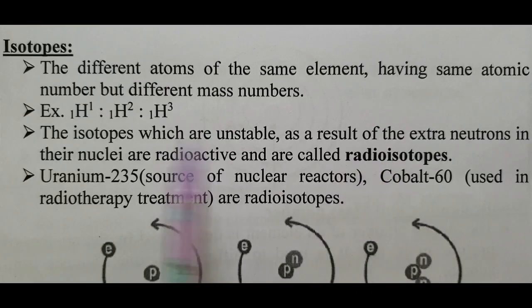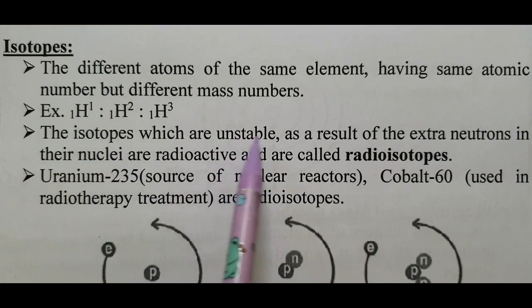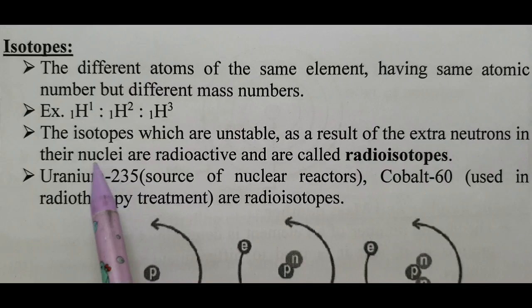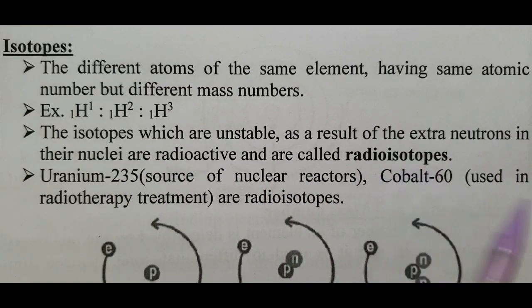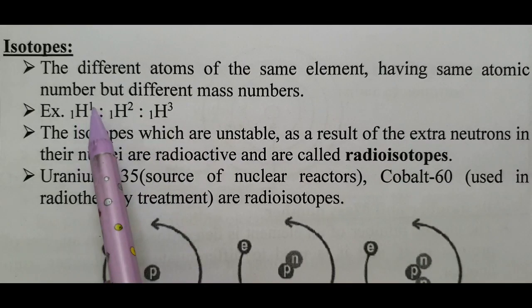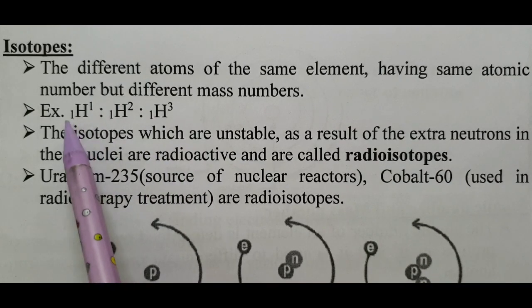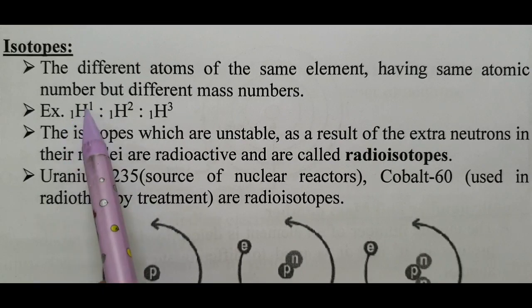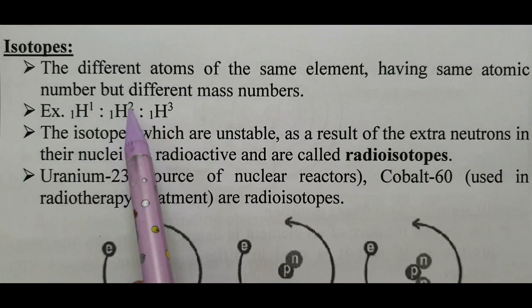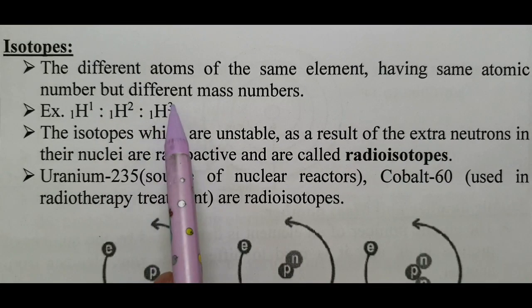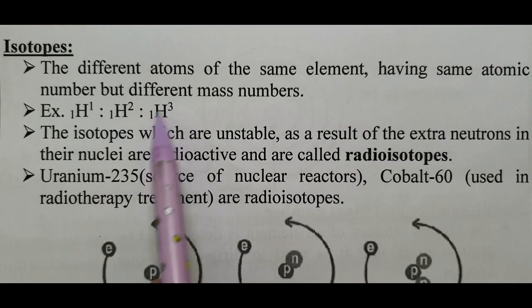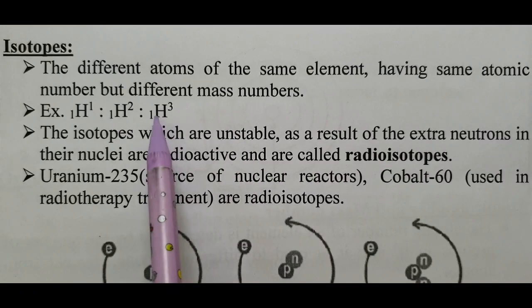So, what are radioactive isotopes? The isotopes which are unstable as a result of the extra neutrons in their nuclei are radioactive and are called radioactive isotopes. Here, when you subtract atomic number from mass number, there is no neutron in protium, there is only one neutron in deuterium. Here, one proton and 2 neutrons. If the number of neutrons increases, the isotope becomes highly unstable. The only radioactive isotope of hydrogen is tritium.